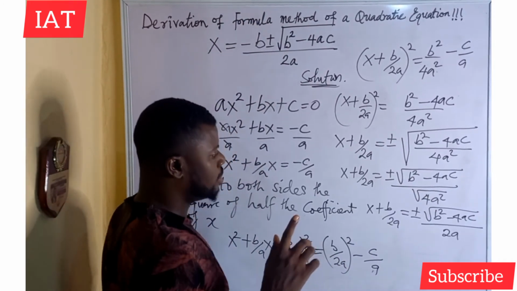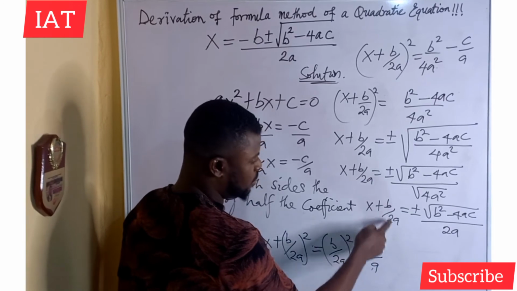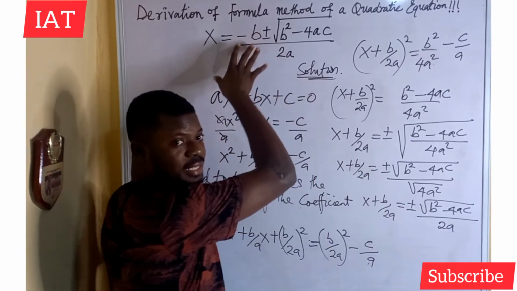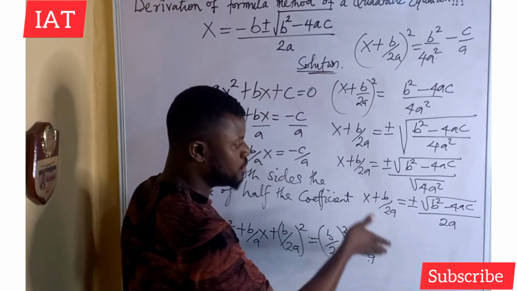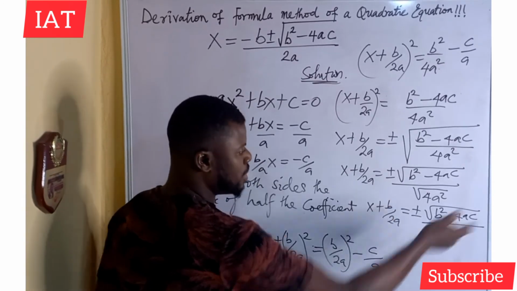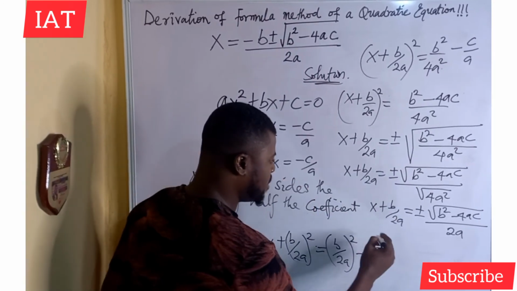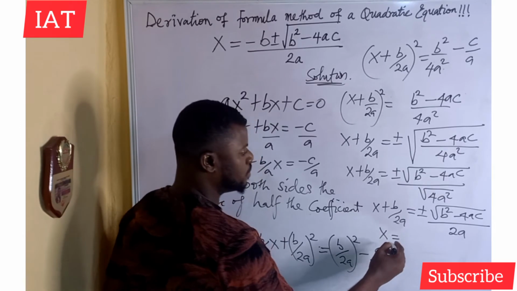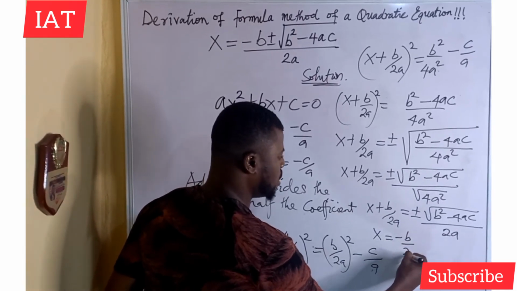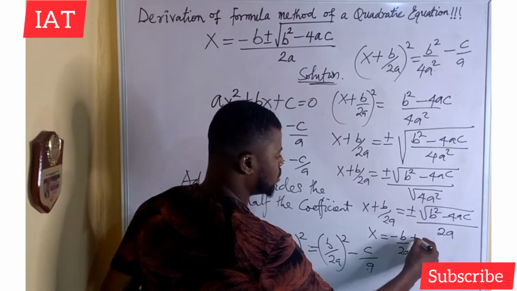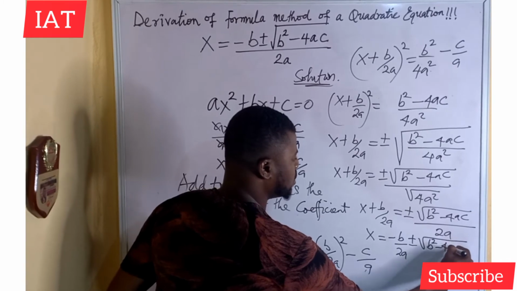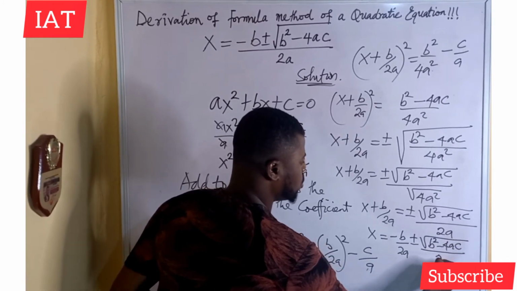So finally, I want to take this b over 2a because we want to make x stand alone. You can see that I'm not paying attention to this. Our concern is to follow the right process to get it right. So I want to isolate x by taking it to the right hand side. That way I'll be having x equal to, if this crosses, minus b over 2a plus or minus the square root of b squared minus 4ac over 2a.